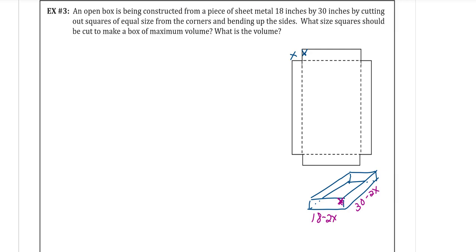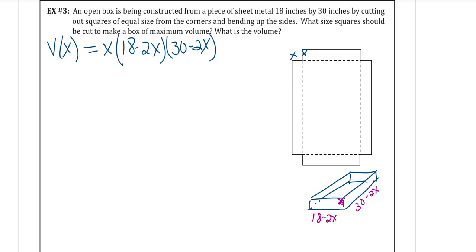So what I'm going to do is set up my volume equation. So volume is going to equal x times 18 minus 2x times 30 minus 2x. So multiplying that all out, I get that my volume is 4x to the third minus 96x squared plus 540x. I did that when I started doing the problem because I realized I'd rather just do the power rule than do the product rule.